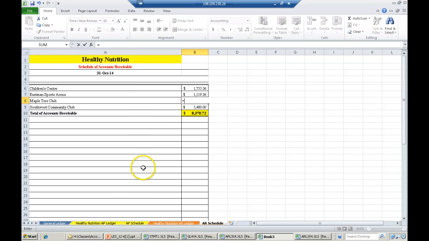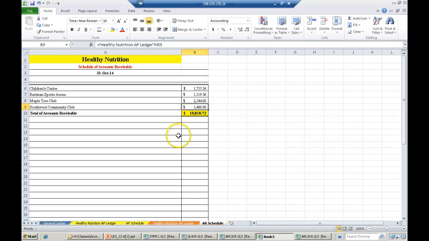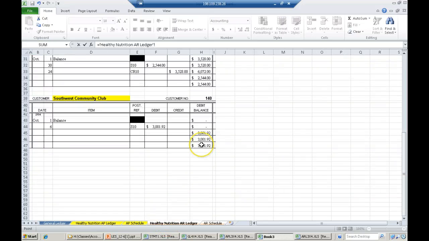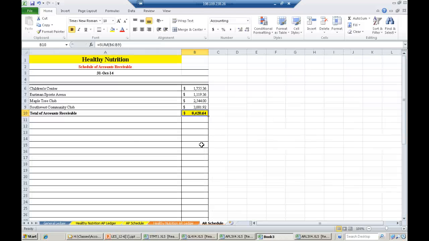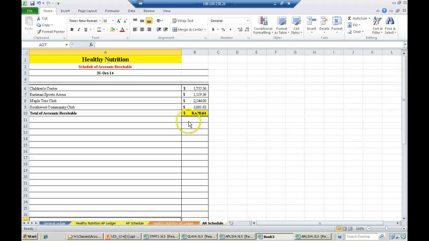This is Maple Tree Club. Go back to our ledger. They owe us this. Finally, Southwest equals. Go back to this. There's Southwest Club. Hit that last cell there. And now anytime we make changes in our ledger, it's also going to change automatically in our schedule of accounts receivable.